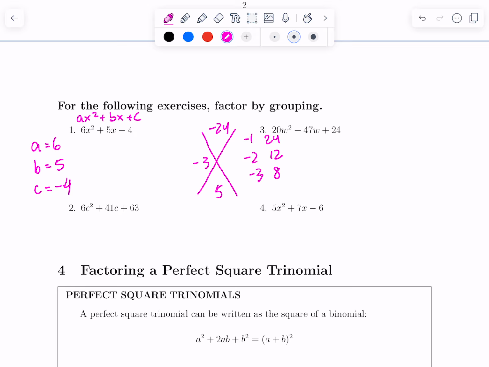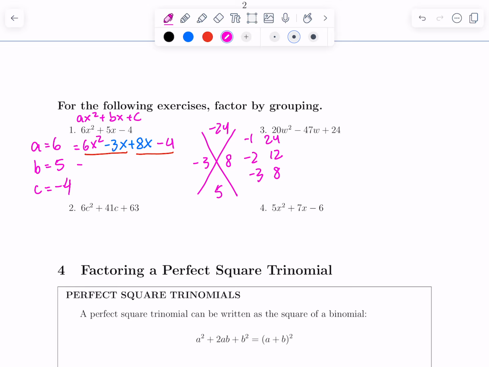So this is the p and q value I want to find. Then we're going to rewrite my 5x to be negative 3x plus 8x. So 6x squared minus 3x plus 8x, and then minus 4 here. I'm going to group the first two terms and group the last two terms.